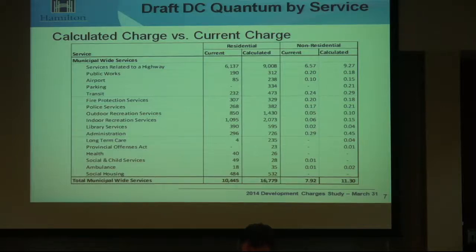Another significant increase, if you go down 4 spots, is parking. Previously we didn't have any growth infrastructure included in there. Now we have a couple of new facilities in the West Harbour and the downtown that are proposed for the future.